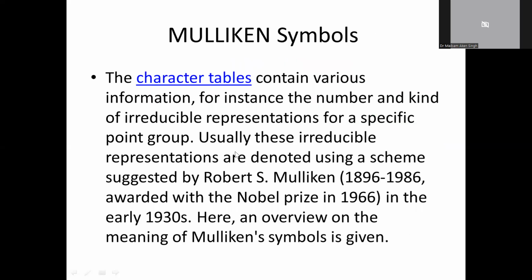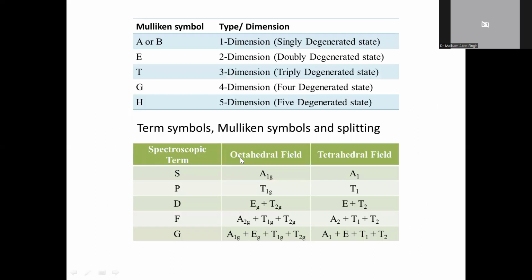Now, to understand the Orgel diagram, we have to remember the molecular symbol, which is a character table containing information. This is a very important historical point; a Nobel Prize was awarded to this scientist. Now come to the point. For molecular symbols, we can mention A or B.